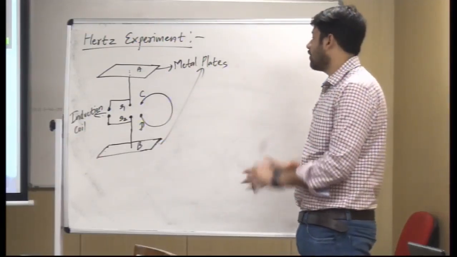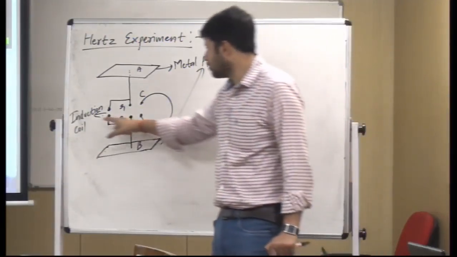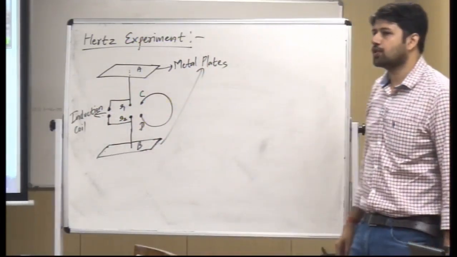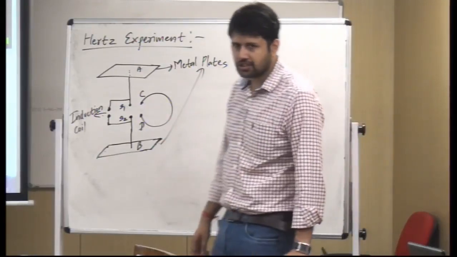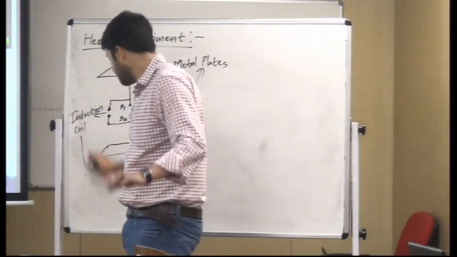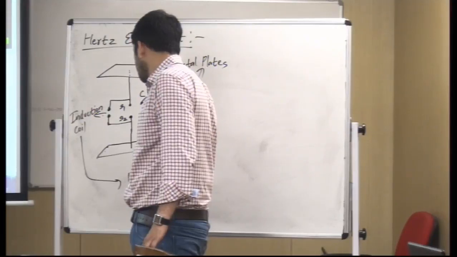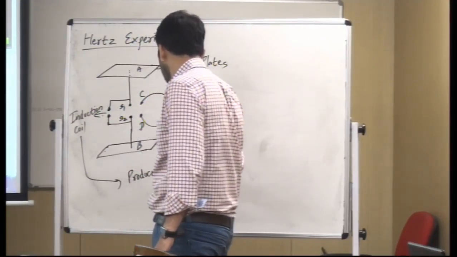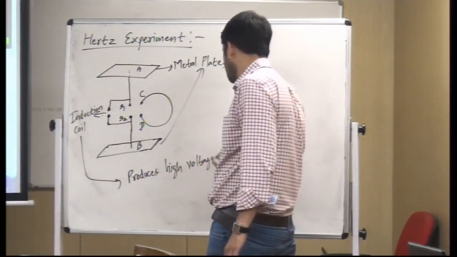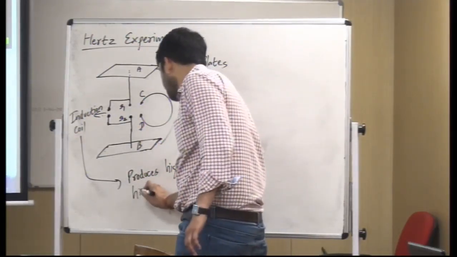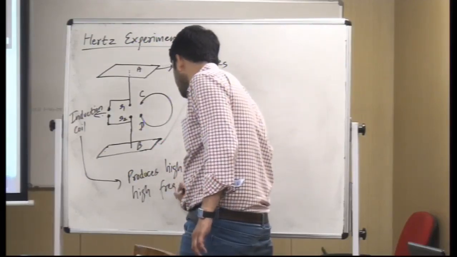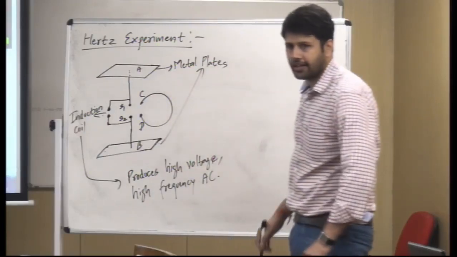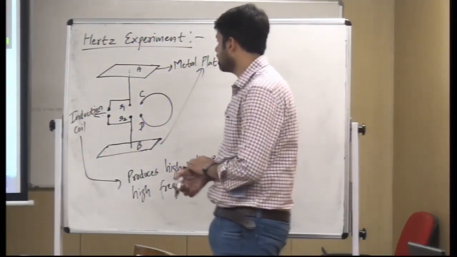Done. So what actually happens, what induction coil was connected here. The role of induction coil is to produce high voltage, high frequency DC. Okay. Oh, sorry, AC. Yeah. So this produces high voltage, high frequency AC. Right.